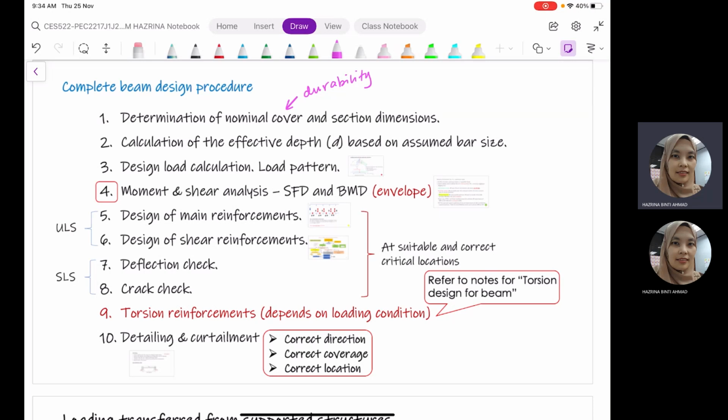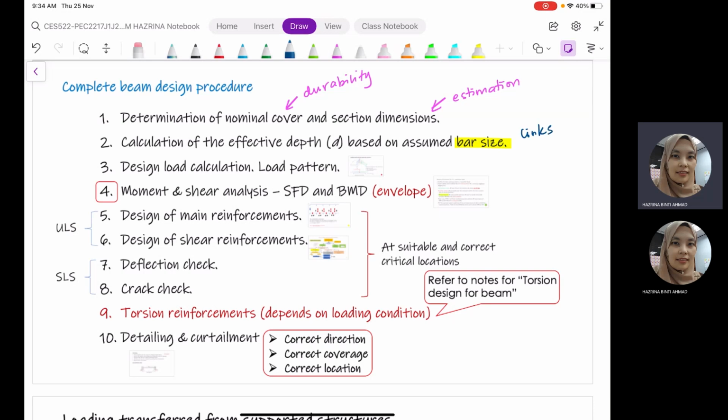The next one is the section dimensions, which is with regards to the estimation of the size of our element. So how big is our element? Therefore we have to determine this based on the section dimensions. Then the calculation of the effective depth, which is based on the assumed bar size. This is almost similar to the slab design. Only that now, when we are talking about the effective depth for a beam design, we will be considering the links as well. So we are going to have one additional element, which is the links, or the shear reinforcements.